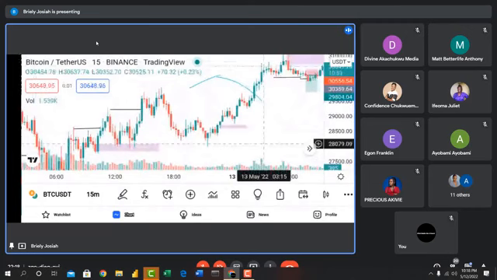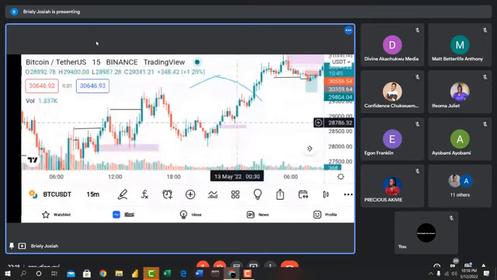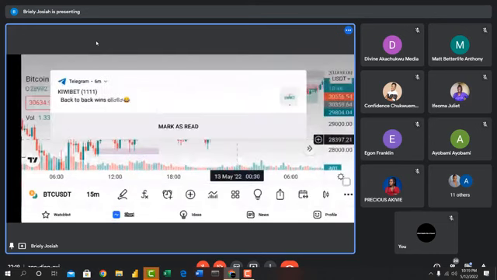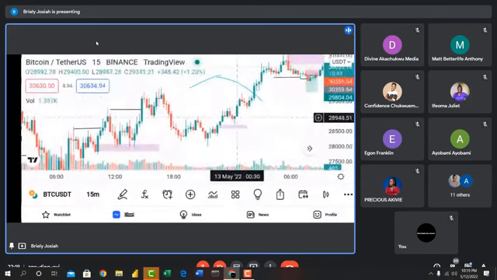Now immediately after, a reversal candle gives us a reversal candle, which is this hammer again. And what happened here?